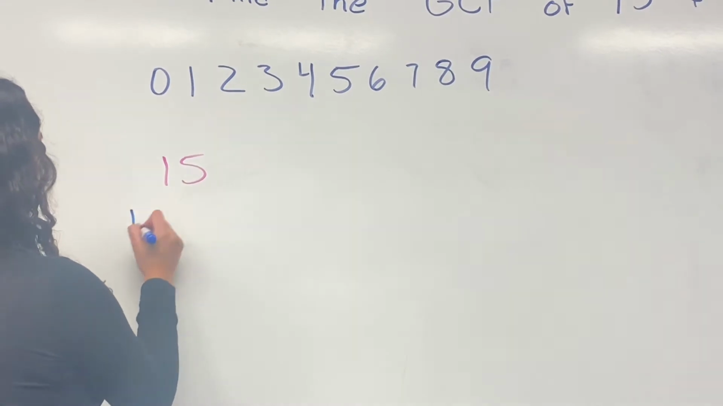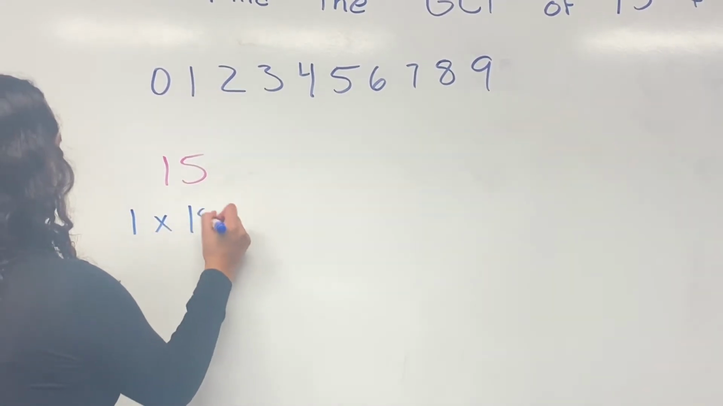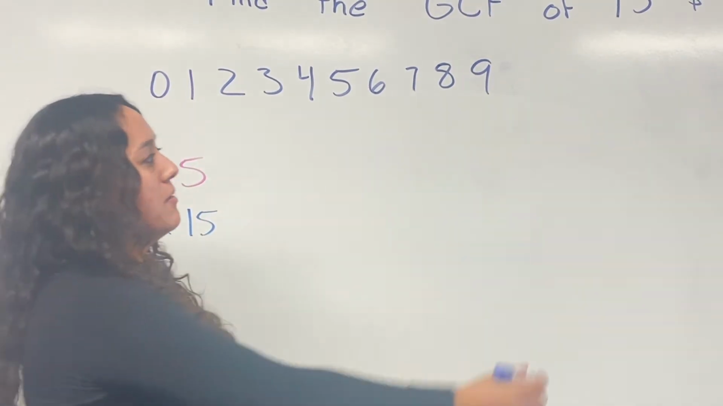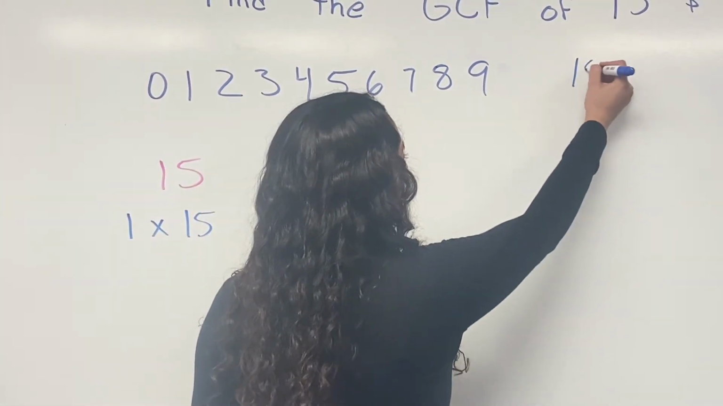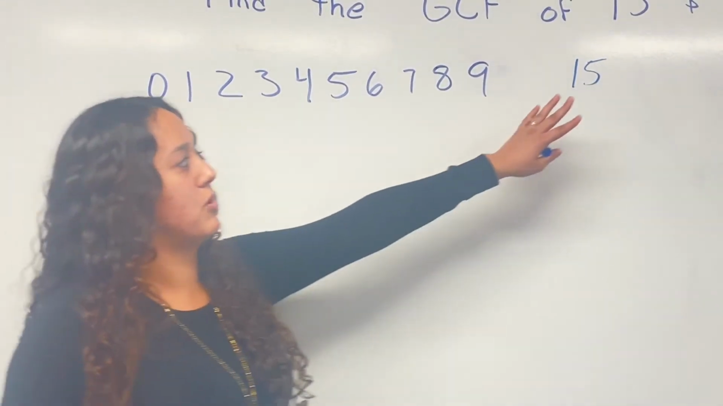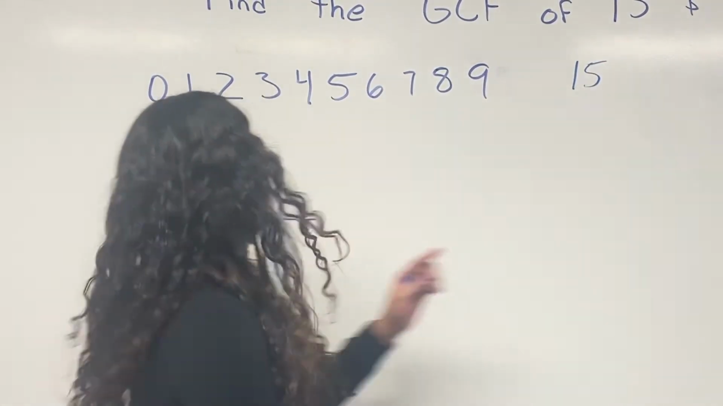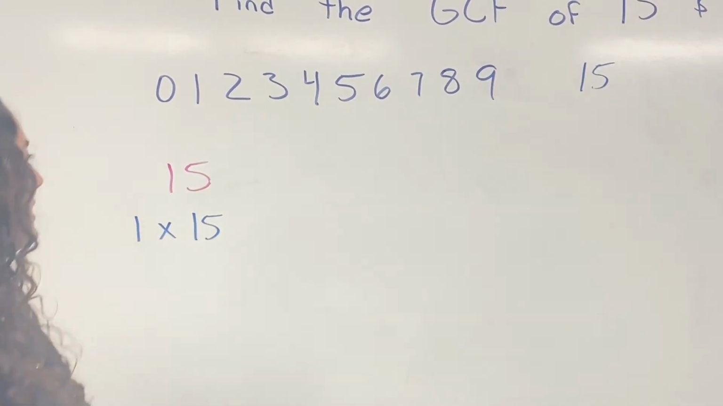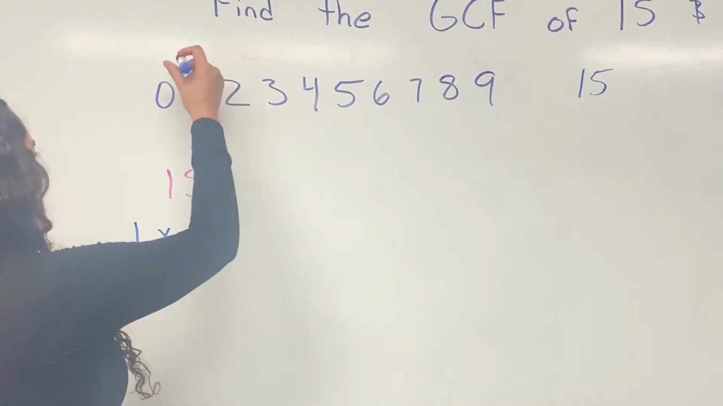1 times 15. And look at my base 10 numbers. I don't see a 15 on here, but I'm gonna put 15 out here because it's part of the number. So I know this is probably as far as I'm gonna get because this is the biggest number. All right, so I'm gonna cross that off.